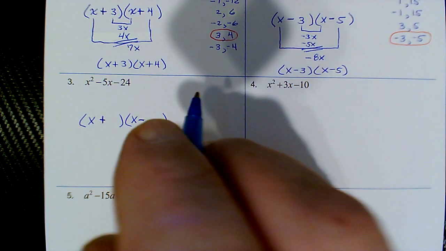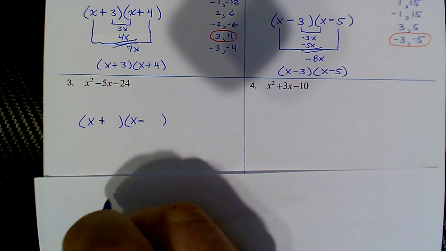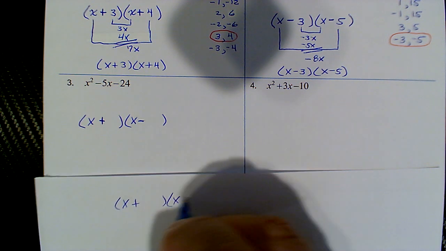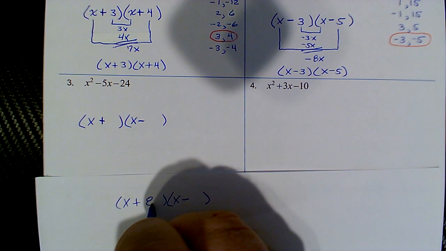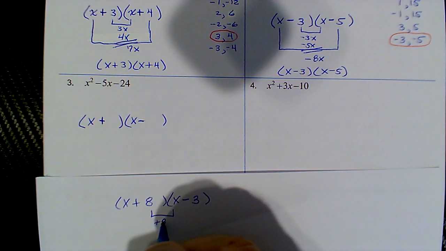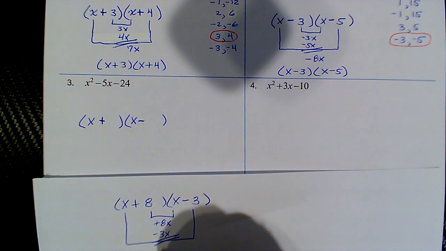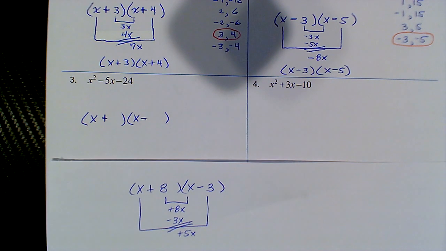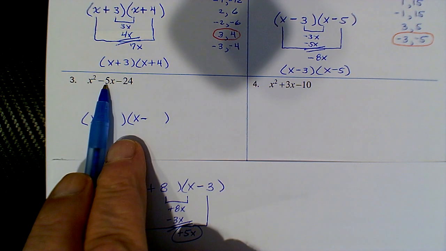Now, let me show you one thing. I'm going to put this on scrap paper. If I put the x plus and the x minus, and I'm going to guess an 8 and a 3, if I put the 8 over here and the 3 over here, when I check this, that gives positive 8x for the inners and a negative 3x for the outers, which combine to give us a positive 5x. But notice that I'm not looking for a positive 5. We're looking for a negative 5.